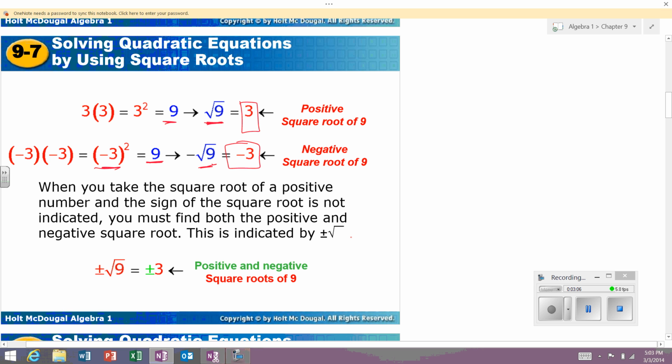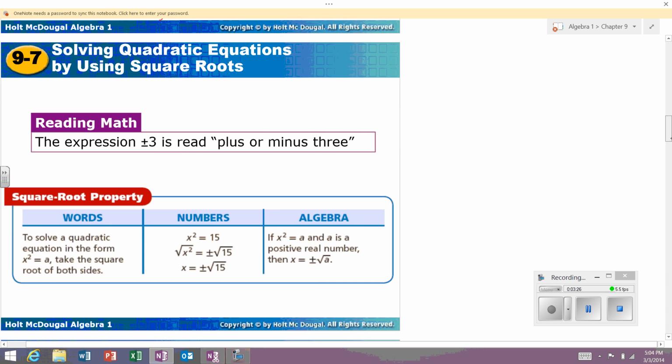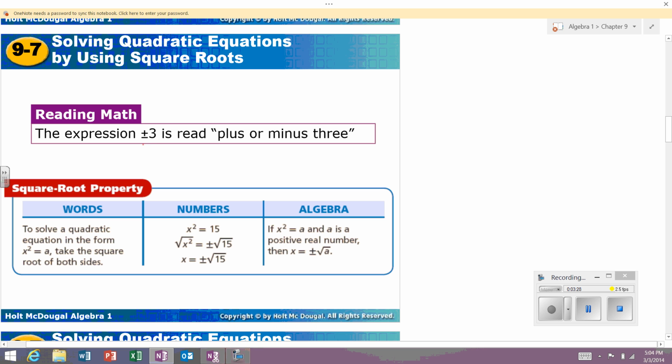So what we do is we use this, it's called a plus minus sign, and we should put that out in front of whatever the square root is. So the square root of 9 is plus and minus 3. So we could either write it as 3 or negative 3, but we just use the symbol plus minus 3 to indicate it's both positive and negative 3. So again, the expression is read plus or minus 3.